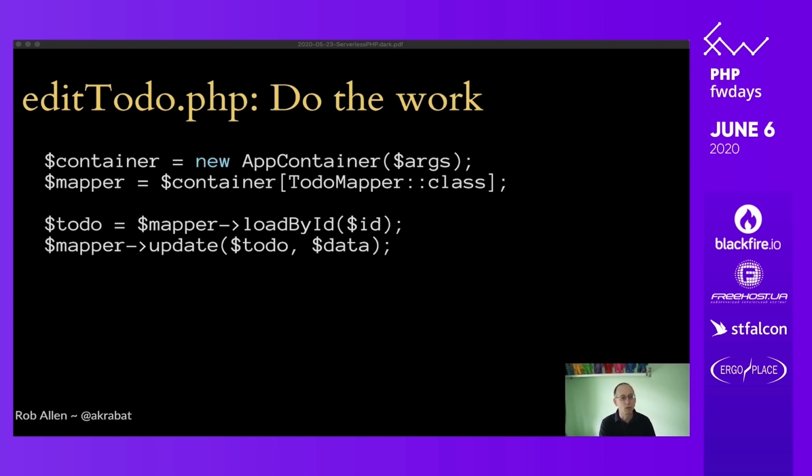Next stage is to do some work. Grab our container, and then we can grab our mapper from the container. Because we've grabbed our mapper from the container, it will worry about setting up the database connection for us, as it would in any DI situation. Then we can load the to-do up from the mapper, update it with the data, and store it back into the database. So some sort of operational work is done in each action.